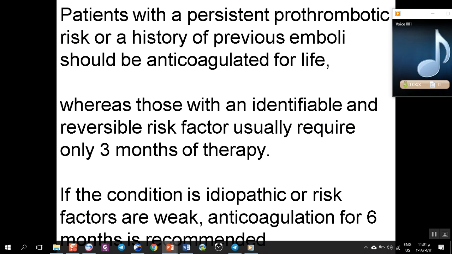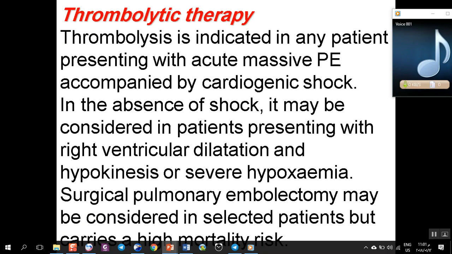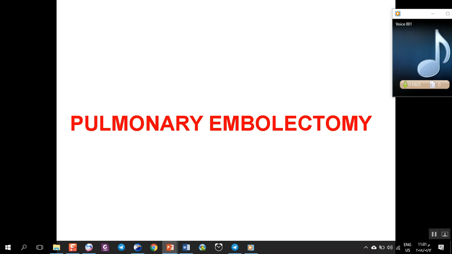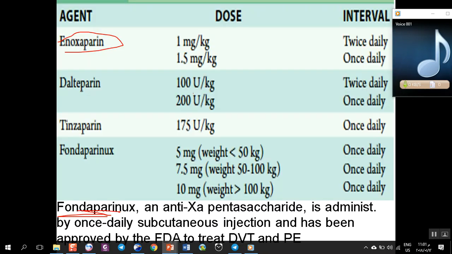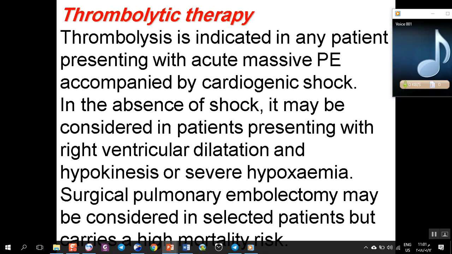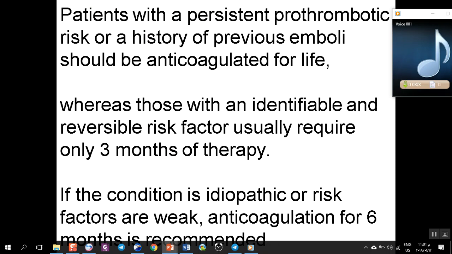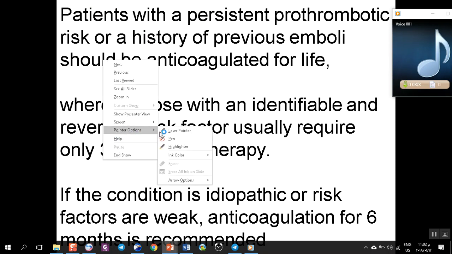But if the patient has a persistent risk factor, like recurrent embolism or cancer, treatment has to be for life with anticoagulants. If the cause can be diagnosed or is hidden, then it's more chronic, only 3 to 6 months on warfarin, with heparin as a bridge for the early treatment.